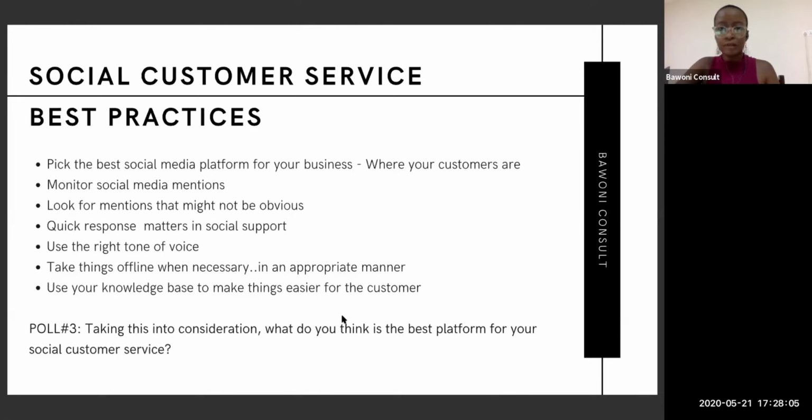No, Instagram. I'm surprised. WhatsApp again. Okay, so it looks like Instagram is in the lead. I'm going to share the results with you.